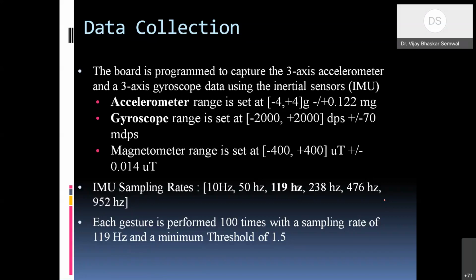The sampling frequency of this IMU sensor, which we have considered for this research purpose, is 119 Hz. That means in 1 second we are recording 119 rows of data. We have considered 5 gestures: squat, jump, run, walk, and other. Each was performed 100 times, so a total of 500 gestures were performed with the sampling frequency. For 500 samples, you can multiply accordingly.